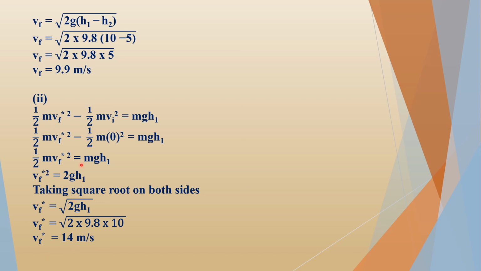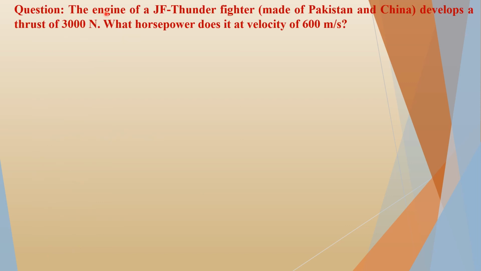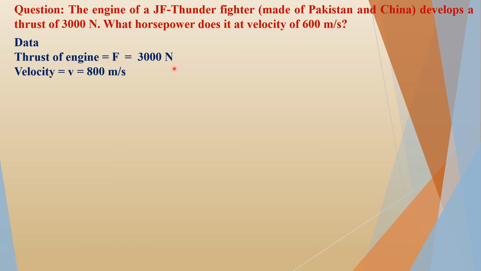Question. The engine of a JF Thunder fighter made by Pakistan and China develops a thrust of 3000 Newton. What horsepower does it develop at a velocity of 600 meter per second? Data. Thrust of engine is F equal to 3000 Newton. Velocity is equal to 800 meter per second, and we need to calculate power in horsepower.